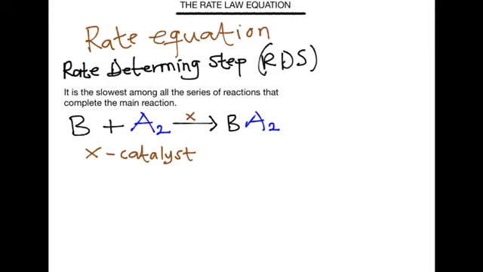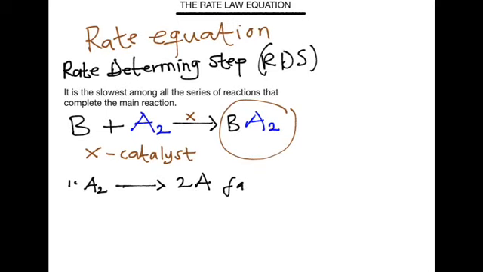Alright, so how do we get this product BA2? What actually happens is there are a series of reactions that take place to give us this main product. So let's look at what happened. The reaction proceeds by these steps. Firstly, we might have our molecule A2 dissociating to give us 2 moles of A, which is going to be a really fast reaction actually, and then we'll have the association of B with A.